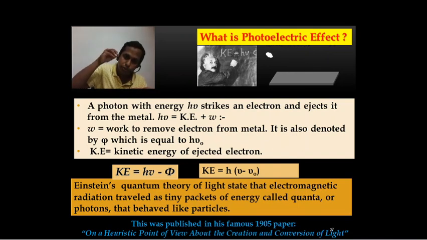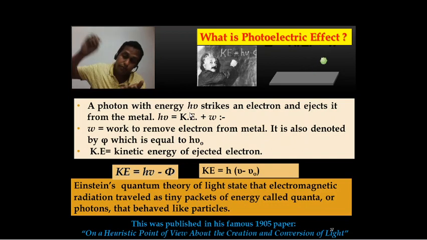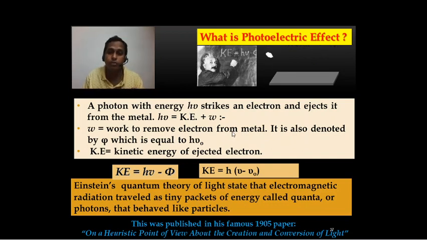The light of energy h nu that falls on the metal surface has that energy used for two purposes. The first is the ejection of electrons from the metal surface, that is called the work function. It is the part of the energy used to eject electrons from the metal surface. The remaining energy is the kinetic energy of the ejected electron. Clear? So h nu is the incident photon energy, Ke is the kinetic energy of the ejected electrons, and W is the work function, that is the work to remove electrons from the metal surface, and it is denoted by phi.